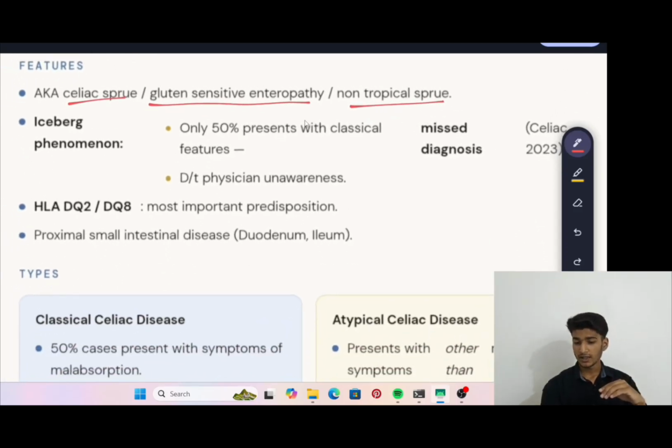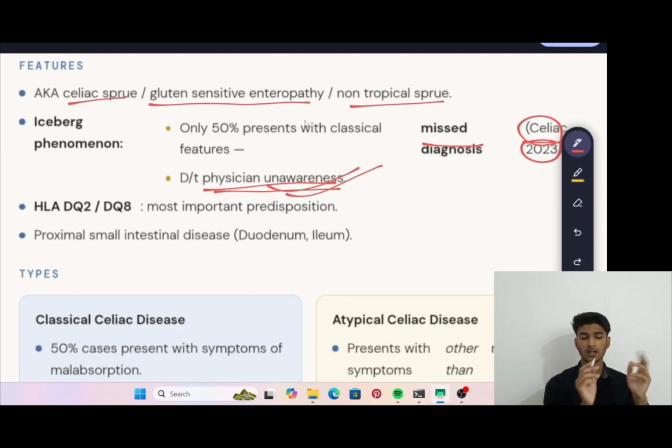Till 2023, this celiac disease was misdiagnosed because it has the same symptoms as malabsorption. So the majority of doctors, the physicians, were unaware about this disease. This occurs due to the presence of a marker on the gene. This is the MHC2 gene marker, which is HLA-DQ2 and DQ8. Most important predisposition. These are the two genes which are responsible for causing celiac disease.